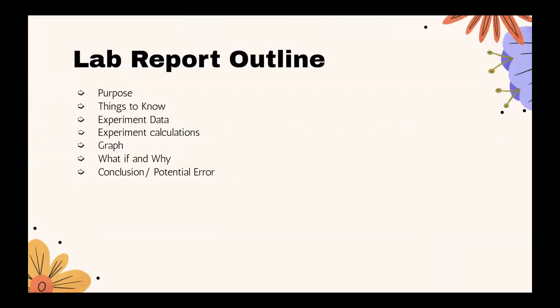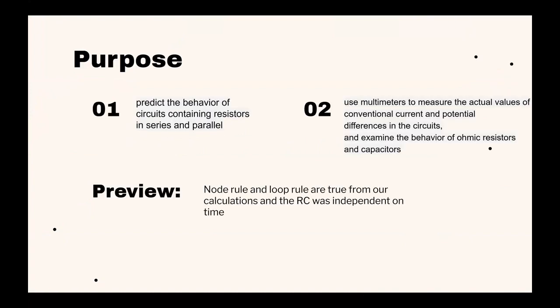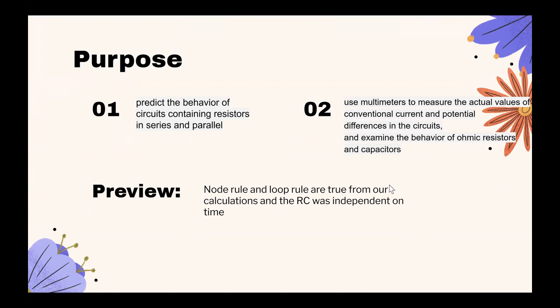To outline what I'll go over, I'll have my purpose of the experiment, some things to know, my data, my calculations, and putting it on a graph, and then answering the what if and why questions. The purpose of this experiment is to predict the behavior of circuits containing resistors, and then use meters to measure the actual values of the current and voltage in the circuits.